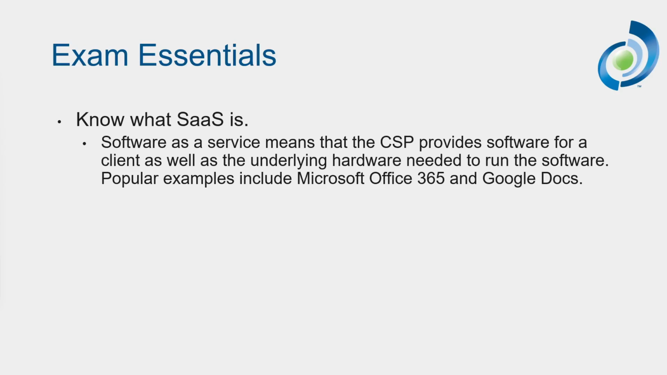Software as a service means that the CSP provides software for a client as well as the underlying hardware needed to run the software. Popular examples include Microsoft Office 365 and Google Docs. Remember I told you that if you can't point to where the server is, that means you're running something as a service. And these software as a service items are just like that.